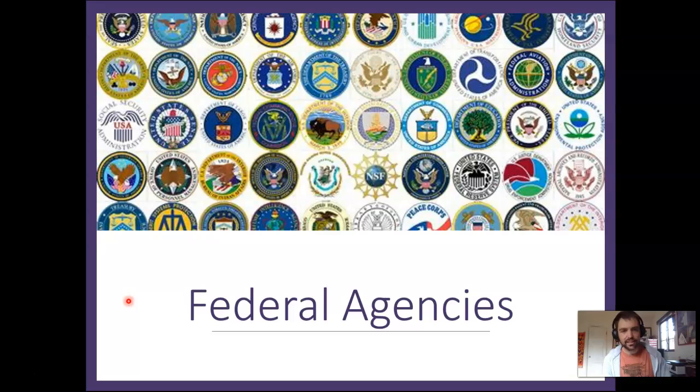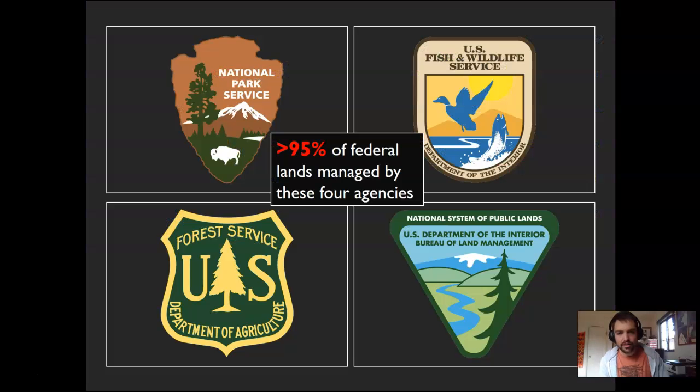All right, last thing. So 95% of the federal lands are managed by the following 4 federal agencies: the National Park Service, U.S. Fish and Wildlife, Forest Service, and the National System of Public Lands, U.S. Department of the Interior, Bureau of Land Management, or BLM.